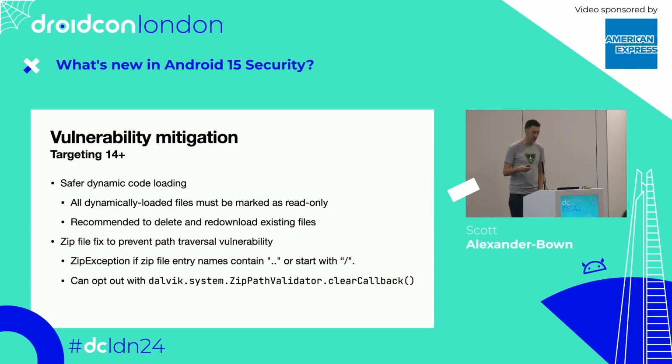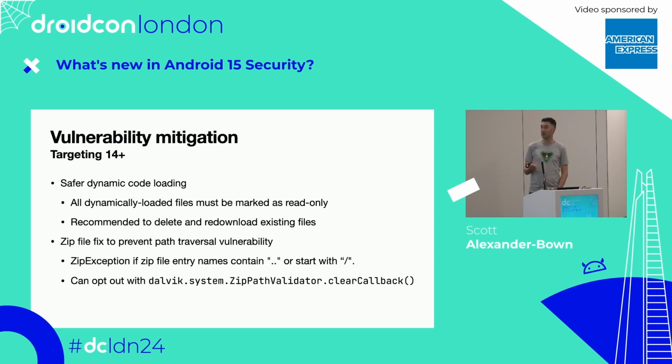The last two things are more like vulnerability mitigations, and they're very niche. If you're using dynamic code loading, the files that you download need to be marked as read-only, otherwise they won't run. You do this in the Java I/O or Kotlin I/O when you're saving this to disk. The recommendation is that if you've already got files that you're using for this, you should delete them and re-download them to ensure they're read-only. Again, it's quite niche. If you're not using dynamic code loading, then no need to worry about it.